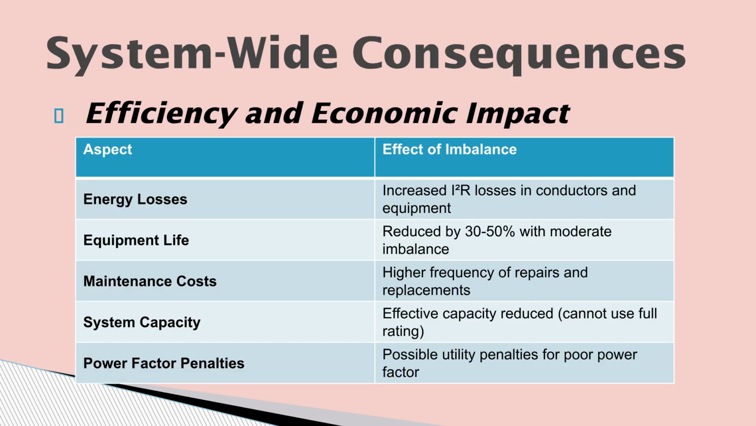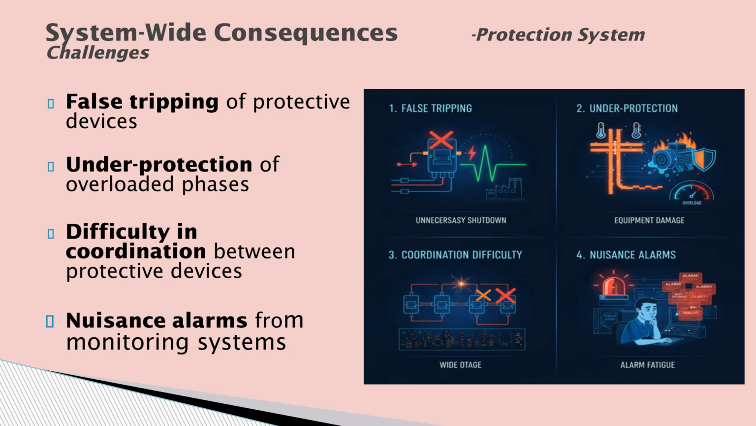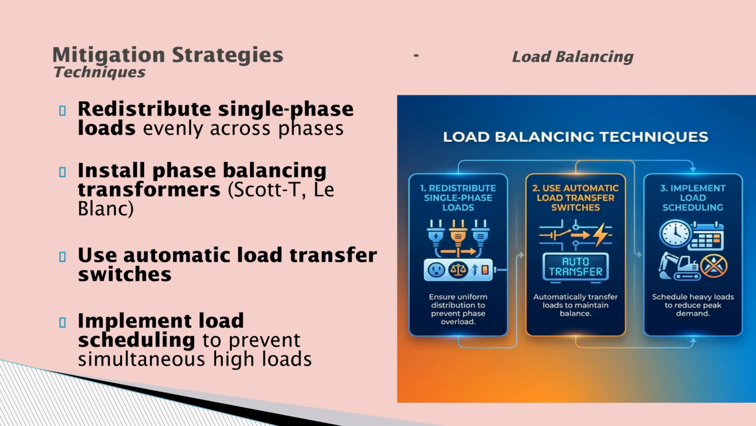The economic impact includes increased energy losses due to I²R losses and reduced equipment life by 30 to 50%. Maintenance costs increase from repairs, and system capacity is effectively reduced, potentially leading to power factor penalties. Protection systems face challenges, including false tripping of protective devices and underprotection of overloaded phases. This imbalance also complicates device coordination and causes nuisance alarms from monitoring systems.